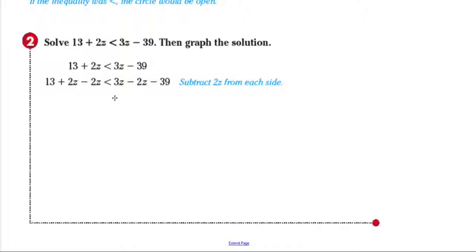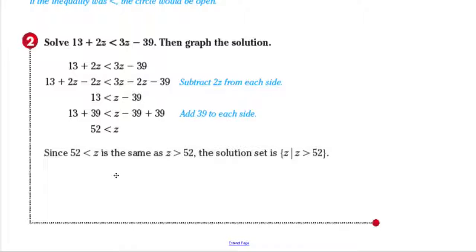So when we subtract 2z from each side of the inequality, we end up with 13 less than z minus 39, and we simply add 39 to both sides of the inequality. We end up with z is greater than 52, or 52 is less than z. Since 52 is less than z is the same as z is greater than 52, the solution set is z such that z is greater than 52.